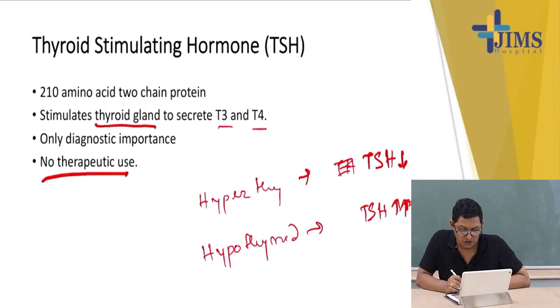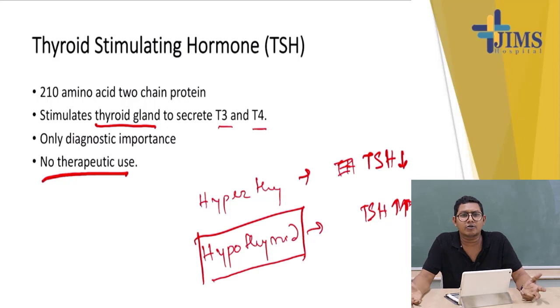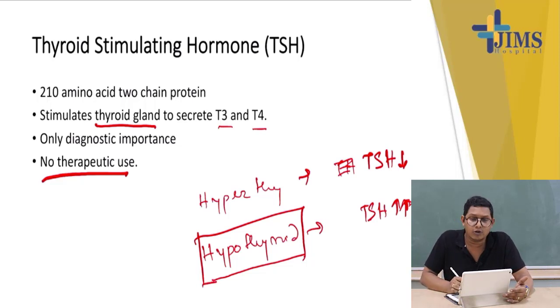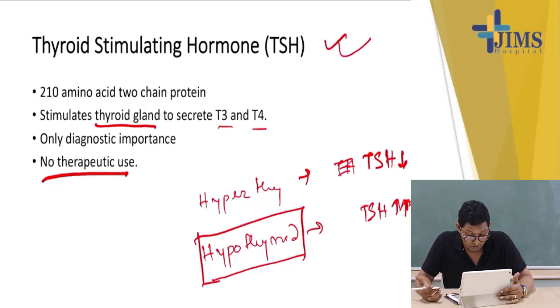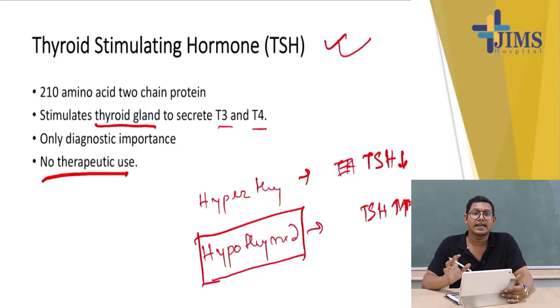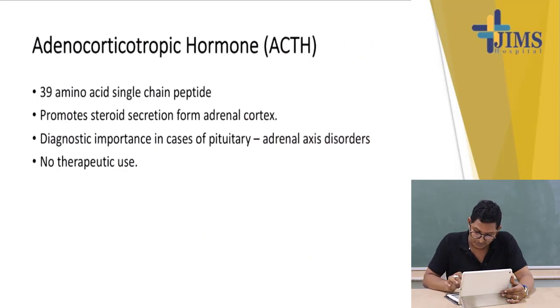If a hypothyroid patient comes, it's better to give levothyroxine, T4. Why will we give thyroid stimulating hormone? It's better to give levothyroxine rather than TSH. Okay, so therefore these are not used therapeutically, only diagnostic importance.